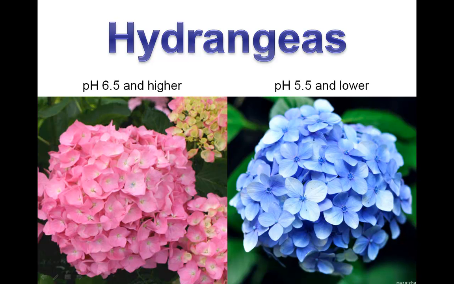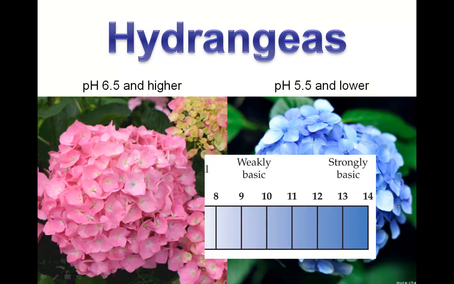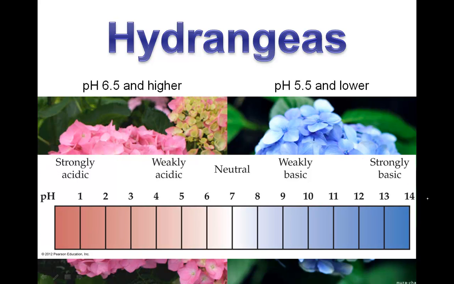That's actually opposite of what's called litmus paper. Litmus paper, if it's going to turn red, then that means you've got a low pH, it's acidic. If it turns blue, it's basic. So flowers are kind of the opposite of litmus paper. But that led to our pH scale, which we see here.